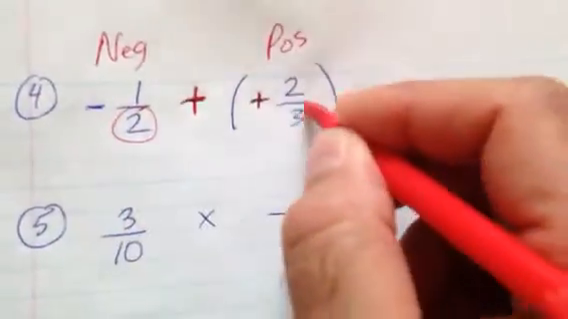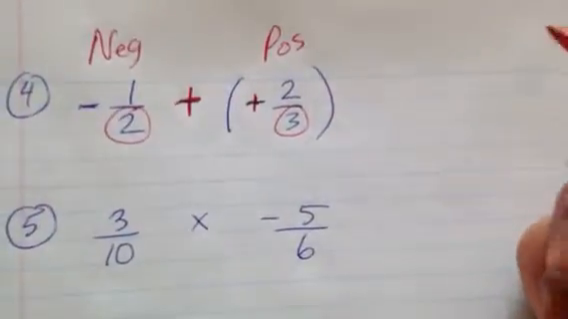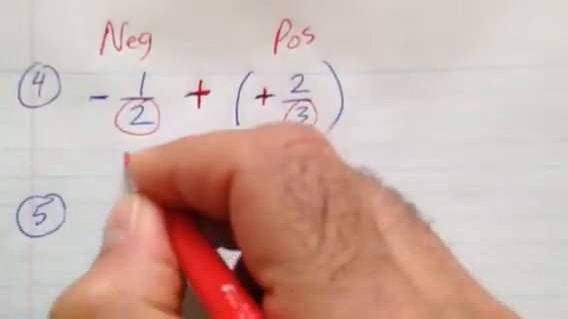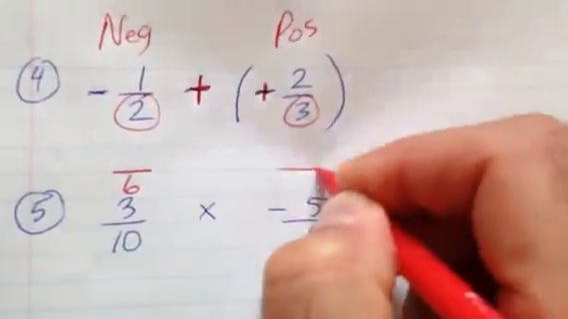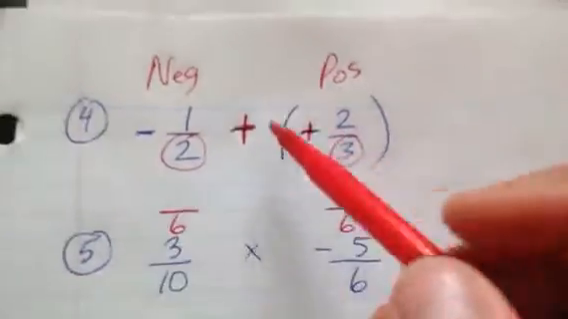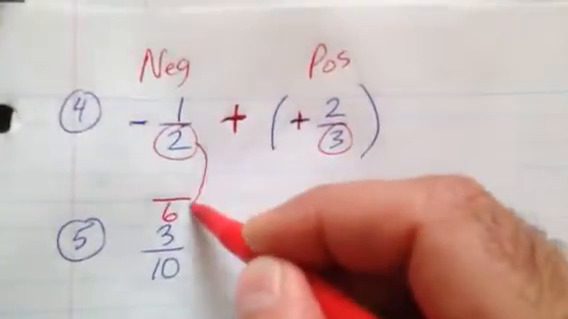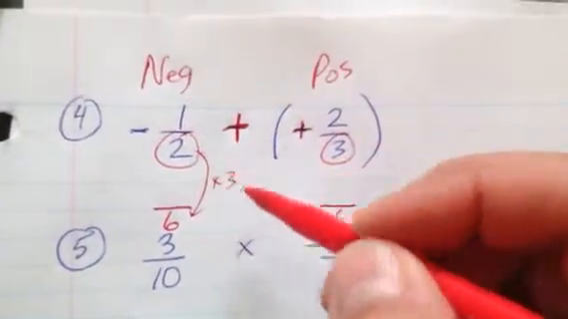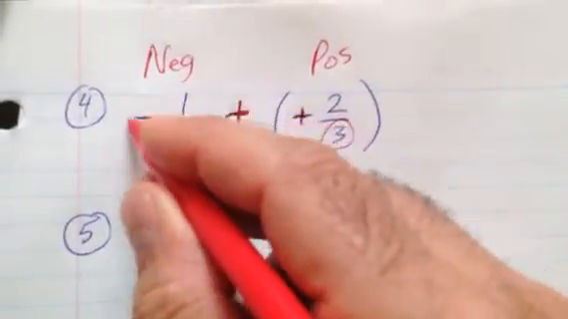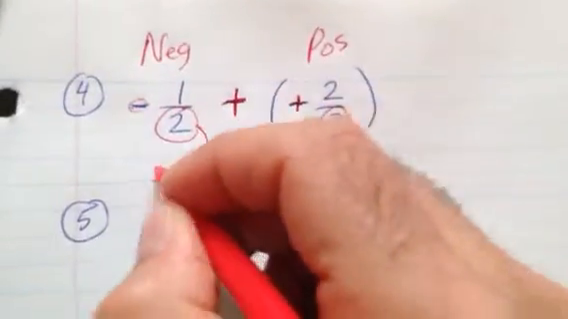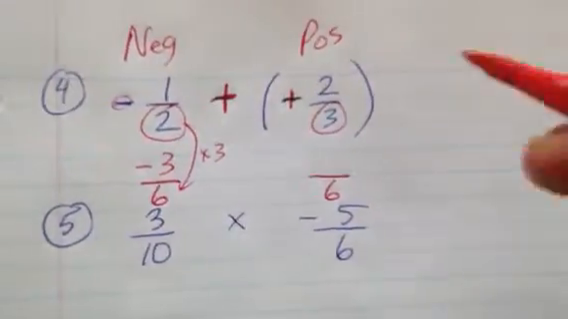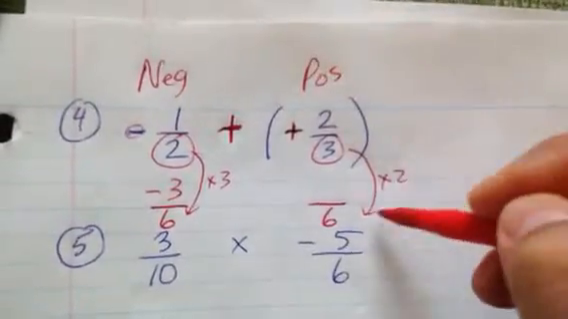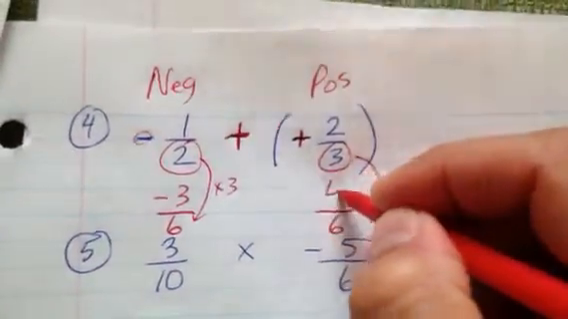First of all, though, I have a 2 and a 3 on the bottom. I have to find a common denominator. What number do they both go into? They both go into 6. So I'll make that a 6, make that a 6. Okay, so 2 goes into 6 how many times? 3. So 2 times 3 is 6. 1 times 3 is 3, but that's a negative 3 because that's a negative 1. So negative 3 over 6. This here, how many 3's go into 6? It's 2, so 3 times 2 is 6, so 2 times 2 is 4, but that's a positive.